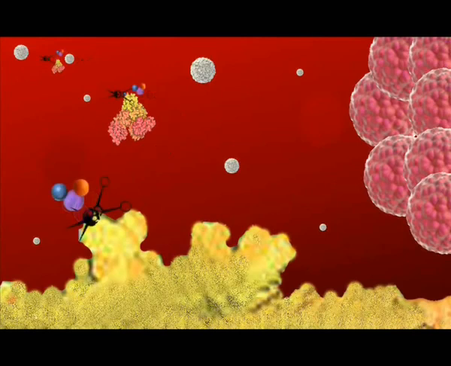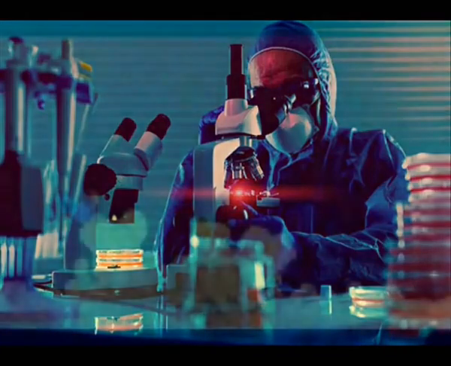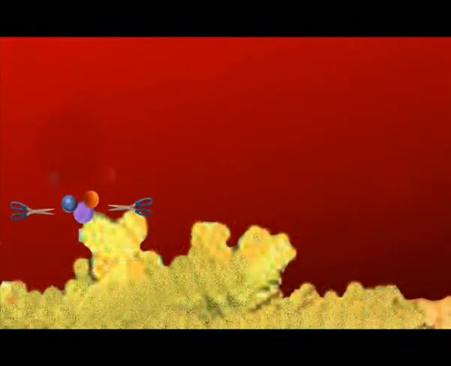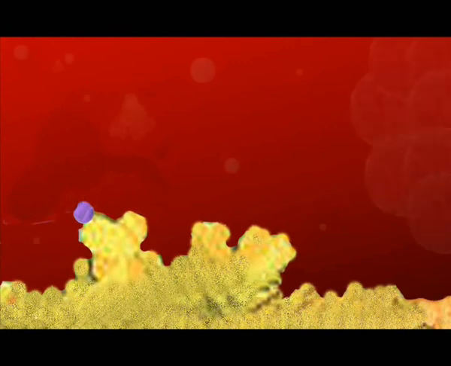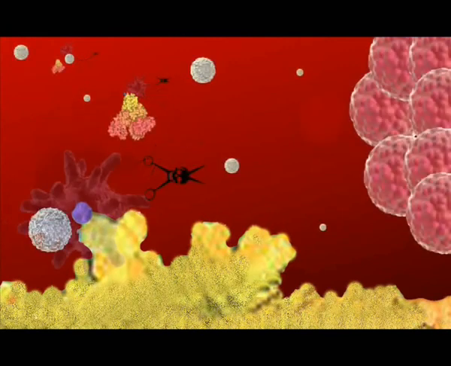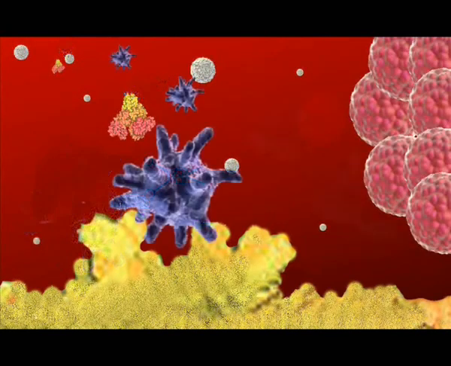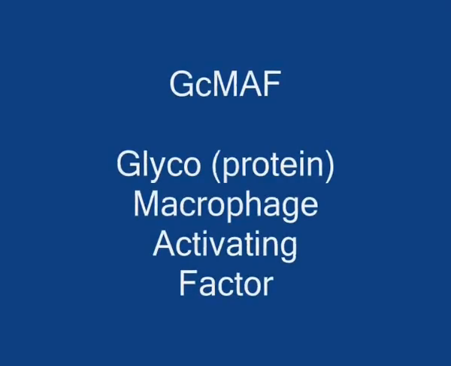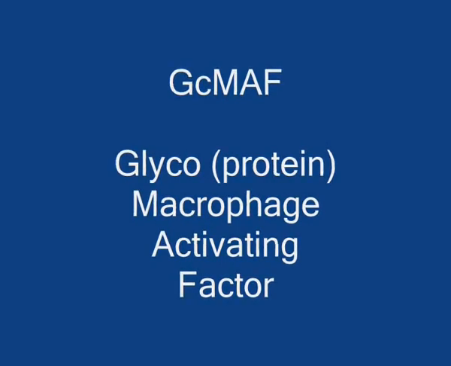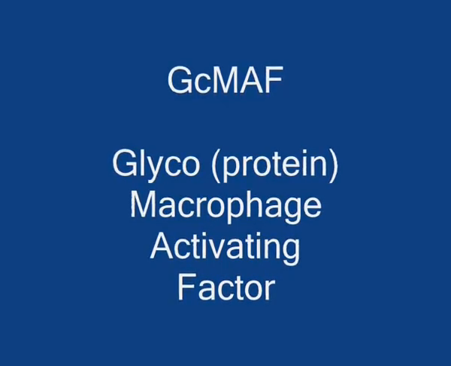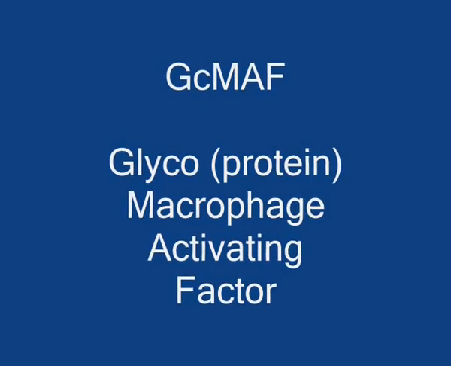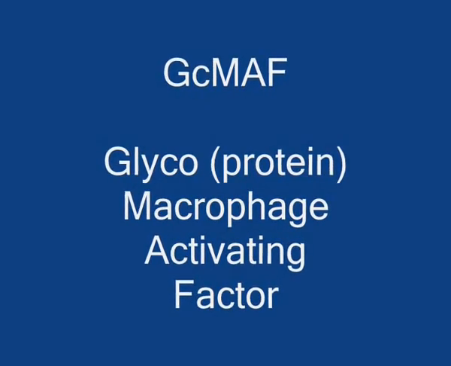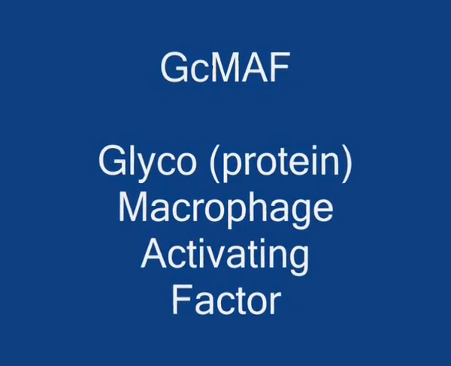Nagalase only attacked when 3 sugars were present. In his laboratory and using his own enzymes, he cleaved 2 of the 3 sugars off the protein, leaving the remaining sugar that activated plasma cells into macrophages. Dr. Yamamoto called his discovery GcMAF, glyco-macrophage activating factor. Would it now be possible to restore immunity in the face of chronic disease?